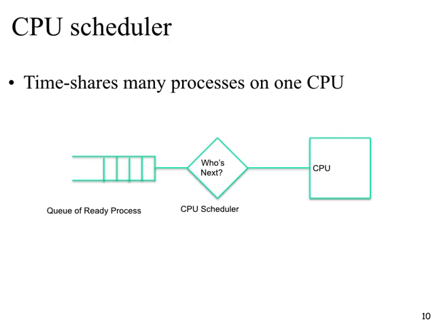So the first part, which is deciding or picking the process that will execute on the CPU, this is the actual CPU scheduler.